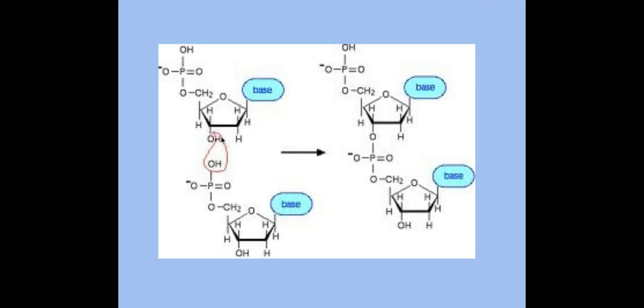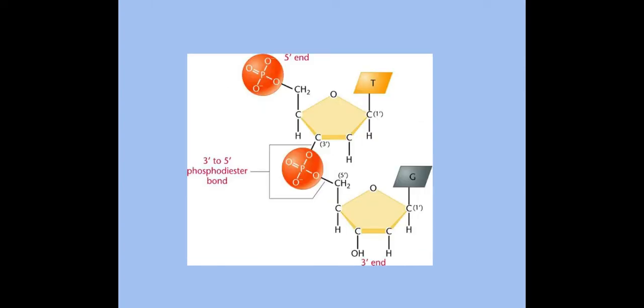And as you can see here where the circle is, this is water. So water is being removed in a condensation reaction to form a phosphodiester bond. Now this phosphodiester bond is between carbon 3, which is here, and carbon 5, which is here. So it's also known as a 3 to 5 phosphodiester bond. And if I have many of these, so if I have another nucleotide underneath with a 3 to 5 phosphodiester bond, it will form a polynucleotide.